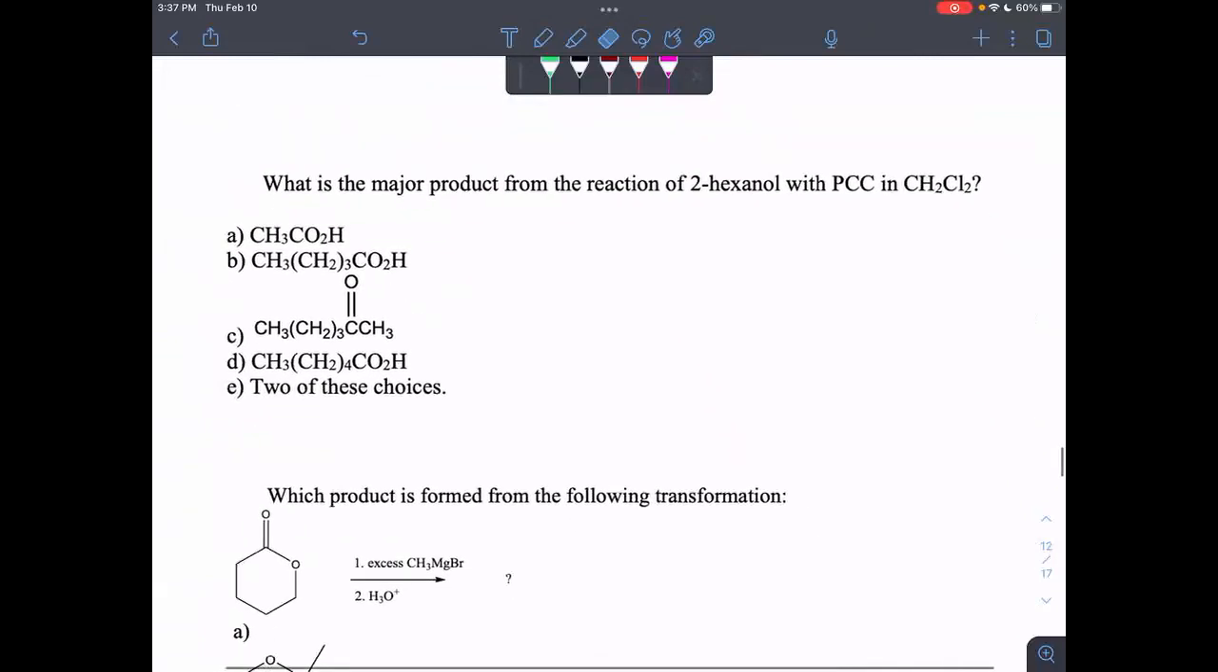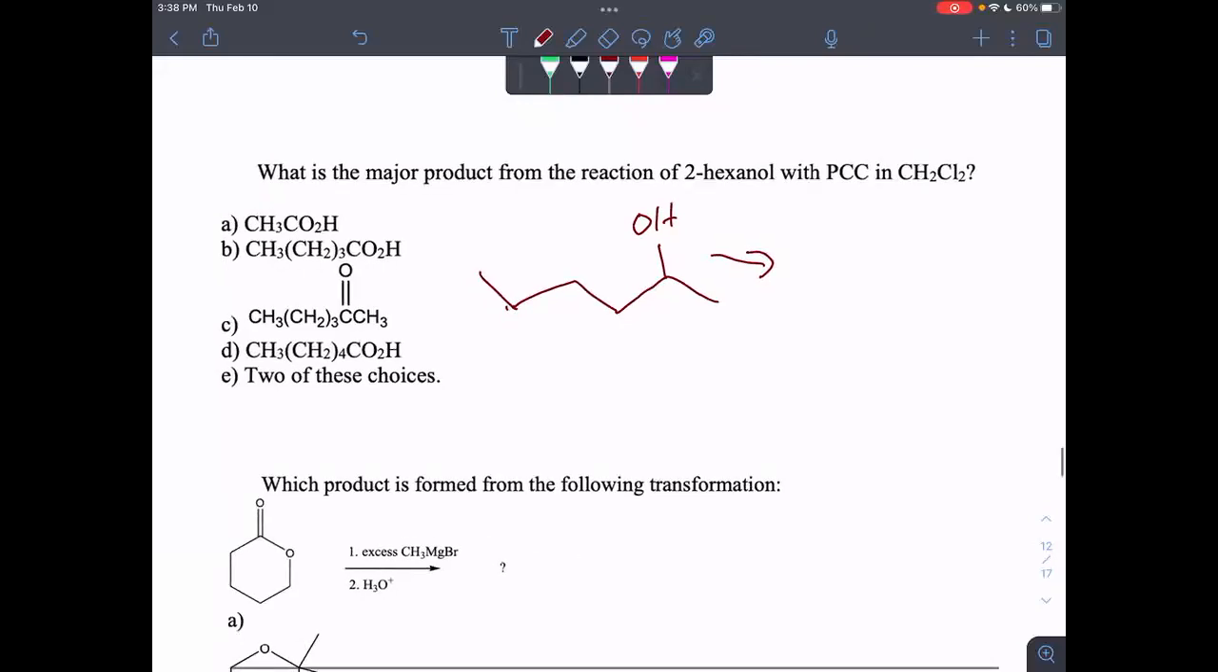Okay, cool. So the next one, we're reacting 2-hexanol with PCC. So 2-hexanol is what alcohol? Secondary. Yeah, it's secondary. And then what happens when we give a secondary alcohol any oxidizing agent? Yeah, it just turns into a ketone. So what answer choice gives you the right ketone? Okay, C. We all agree on C? Yeah, it's the only ketone. The rest are CO2, which is not what we're looking for.